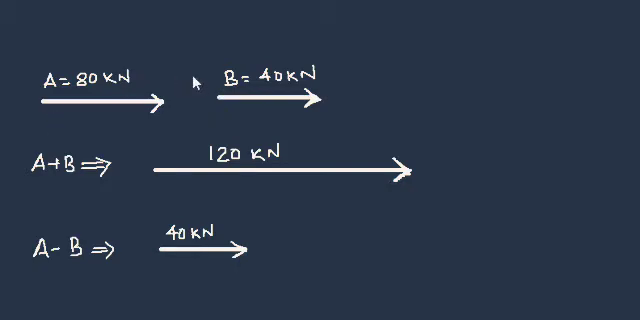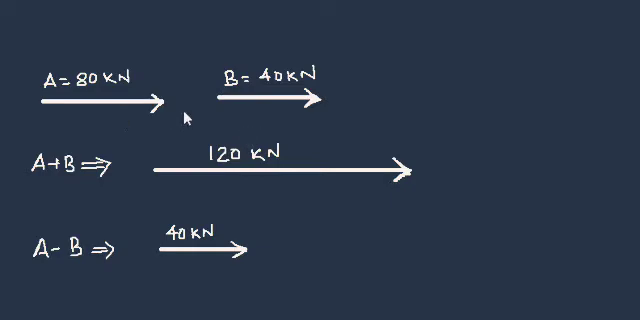So A plus B will give you the mathematical sum of the magnitude of these two vectors, and the direction will be again the same. So A plus B is 80 plus 40, that is 120 kN, and the direction is same as that of A or B.